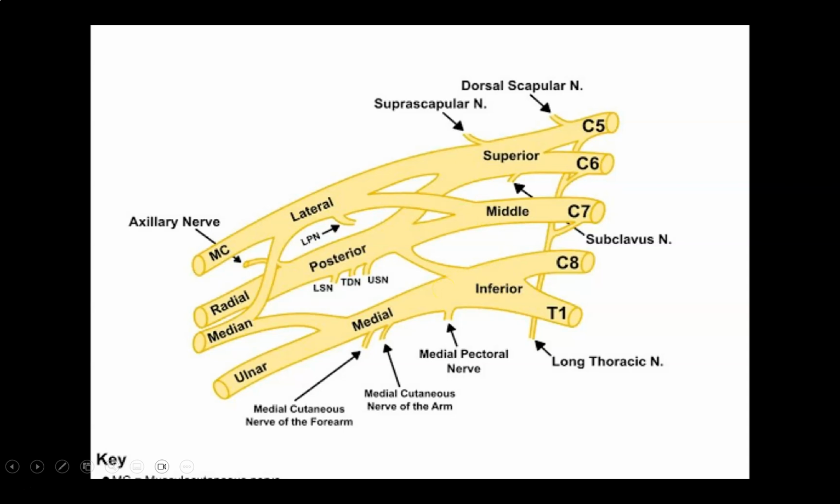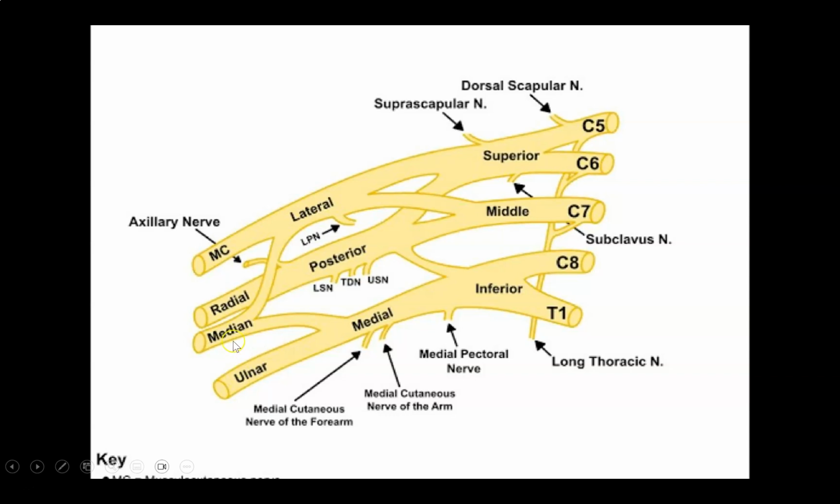anterior cords and the trunks of the brachial plexus, like the medial pectoral nerve, the medial cutaneous nerve of the arm and the forearm, and posteriorly we have the upper subscapular nerve, lower subscapular nerve, and the thoracodorsal nerve, or the nerve to the latissimus dorsi. From the lateral cord we get the lateral pectoral nerve, and then the posterior cord divides into the radial nerve and the circumflex or axillary nerve.